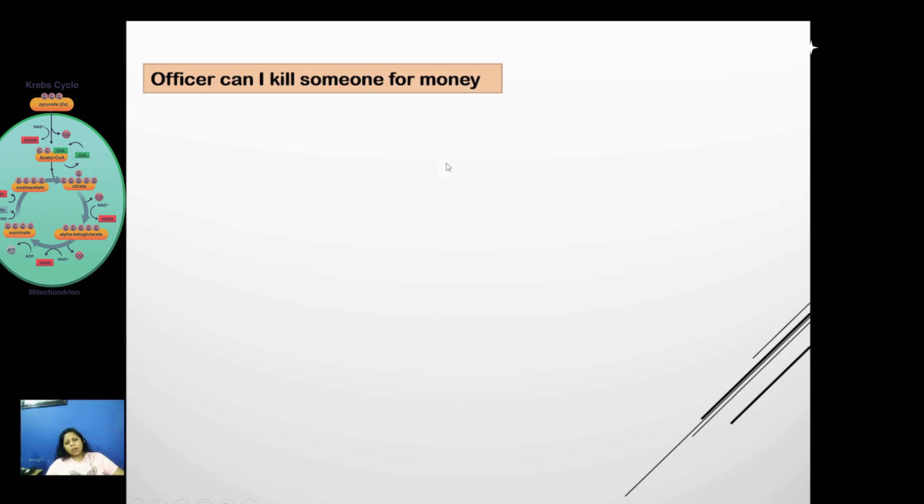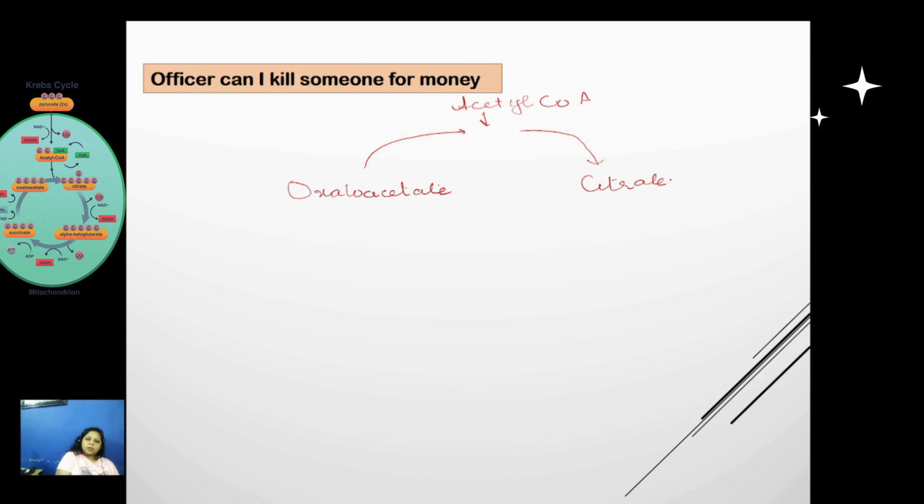A very easy way to learn this is: officer, can I kill someone? Simple. We have oxaloacetate, that is officer. It is going to combine with acetyl CoA and makes citrate. So this one is a 4 carbon compound, this one is a 2 carbon compound, and this will make a 6 carbon compound. So we are done with oxaloacetate and citrate.